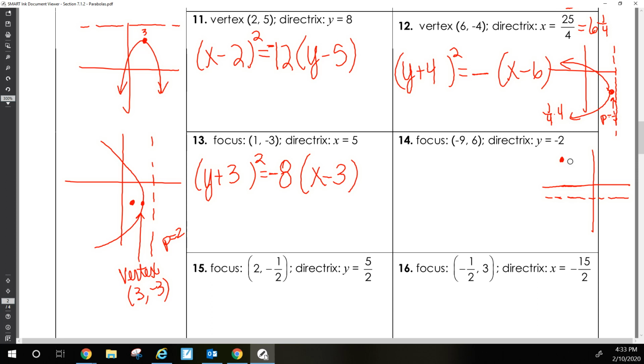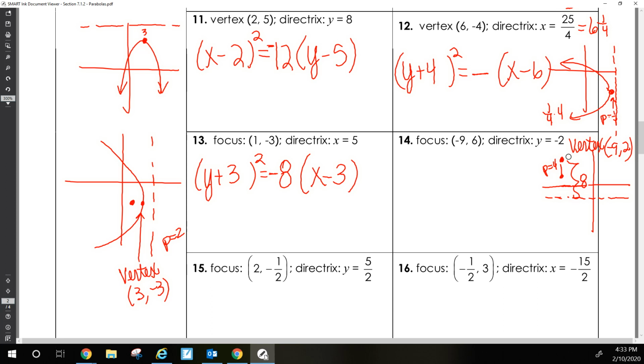So what's the distance between the focus and the directrix? If my focus is at 6, it's going to be 6 plus 2 down here, which is 8. Halfway between those two is going to be 4. So my p-value is 4. What's 4 beneath 6? That's going to be 2. So my vertex is going to have a y-value of 2. And it's going to have an x-value of that -9 because it's directly below the focus.